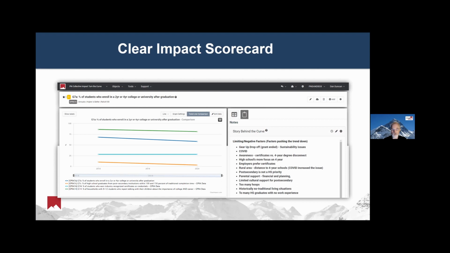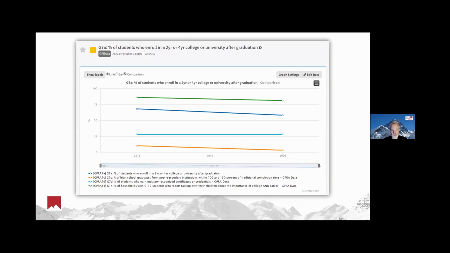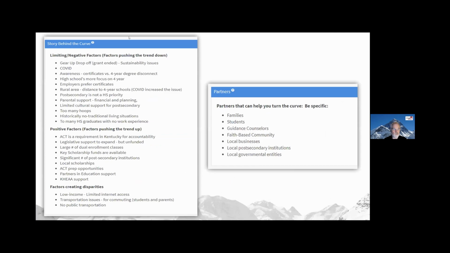So they brainstormed the factors. Again, looking at the data here, they then brainstormed. Again, we did this remotely on a meeting, just like we're doing now, and they brainstormed those limiting negative factors pushing down on the trend, those factors pushing up on the trend, the factors creating disparities, so that they had things they could now work on, issues they could address. And then they talked about the partners who could help us address these factors. And again, because it was across the community, they identified just broad sectors that locally they can drill down on.